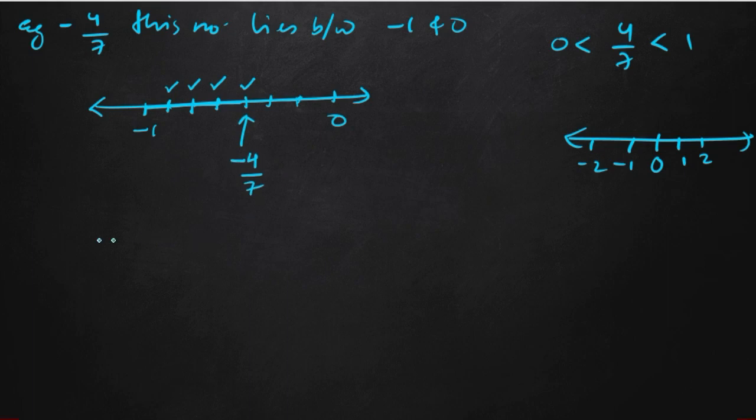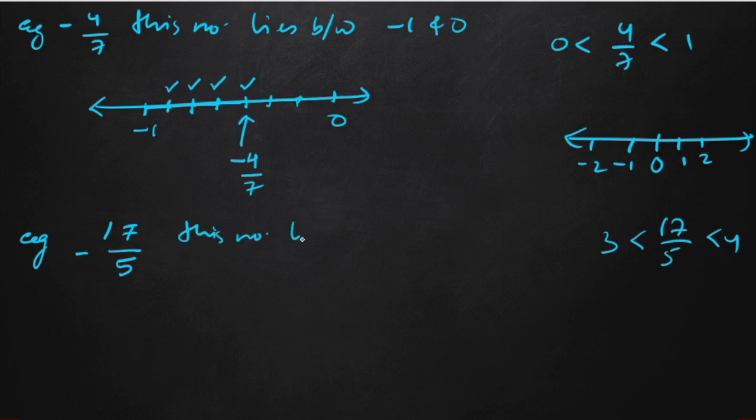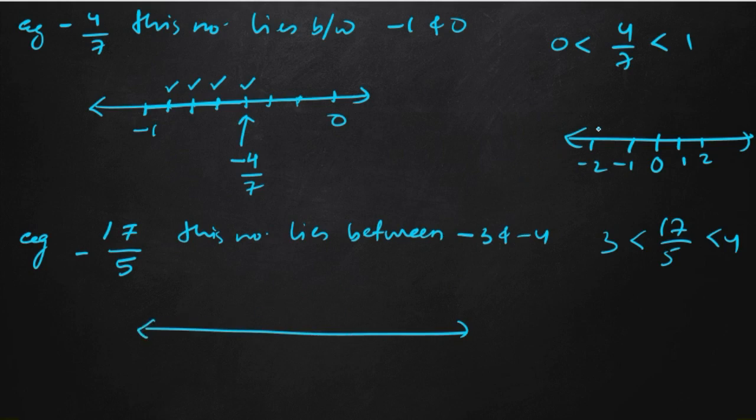Fine. And again, if the numerator is bigger and the denominator is smaller and one negative sign is there, we have already solved this. So 17 by 5 lies between 3 and 4. So if you put a negative sign, this number lies between minus 3 and minus 4. So make a number line. So in the number line, this will be minus 3, this will be minus 4. So minus 4 will be on the left side and minus 3 on the right side.